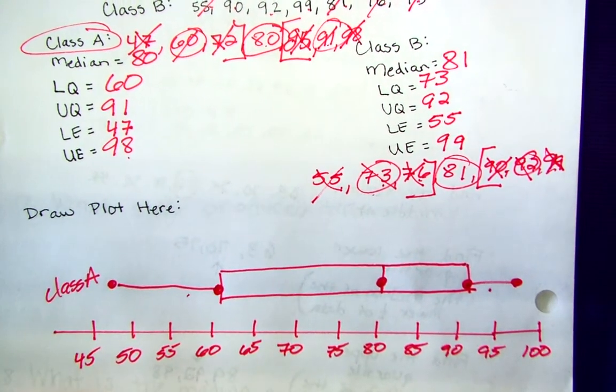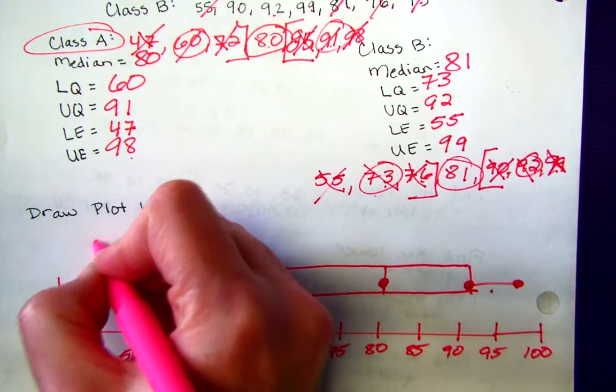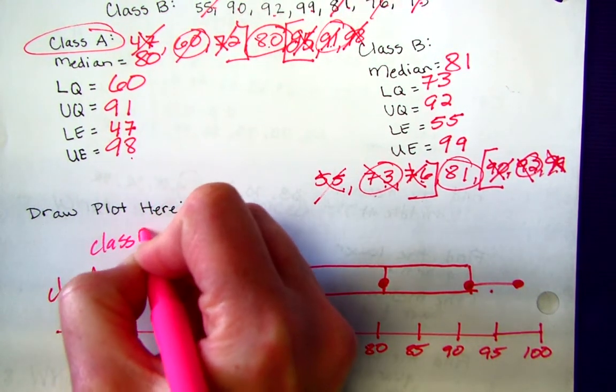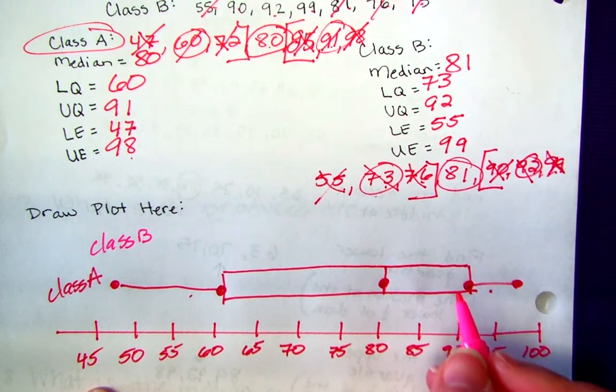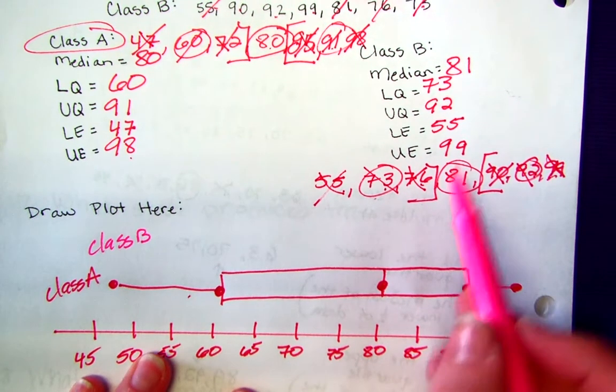And then the last one I want to graph is Class B. So let's see if it'll show up as a different color if I use the pink. Kind of a little bit, but here we go. Maybe I'll switch it to green. Okay, can't find the green. Anyway, so here we go.